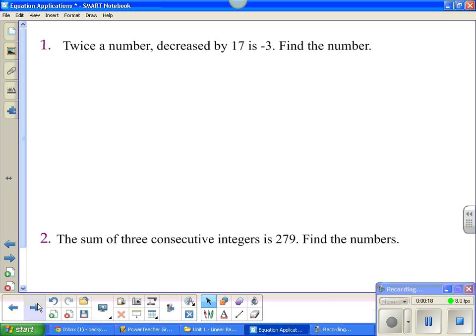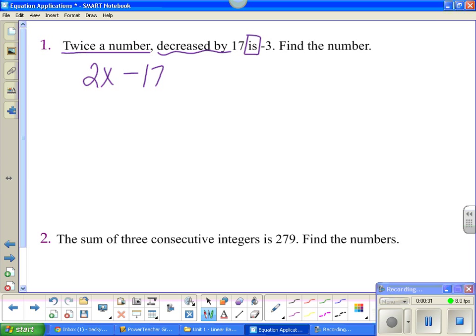So twice a number means 2 times a number. We don't know what the number is, so we let it be x. Decreased by means subtraction. 17, and then this is my favorite word. That's my is, that's my equals. -3. And then it says find the number.